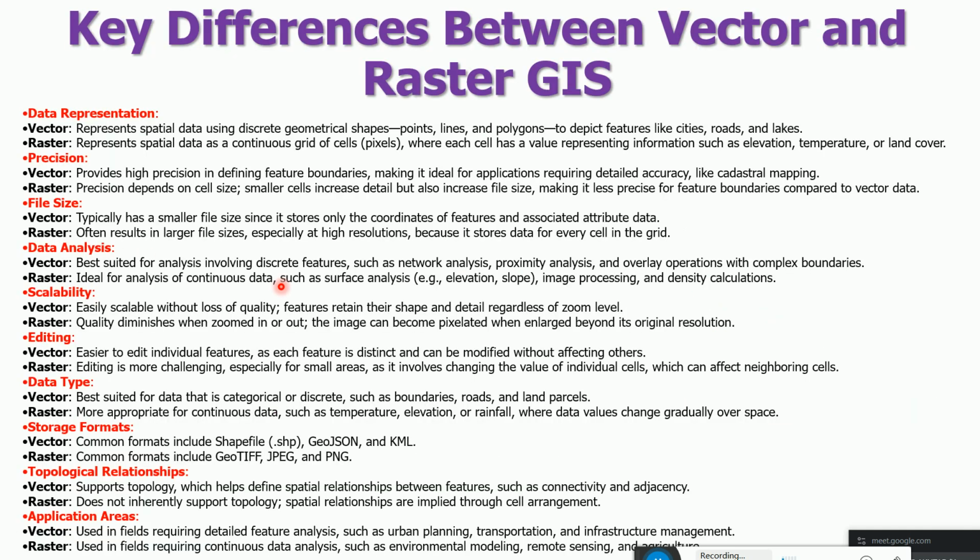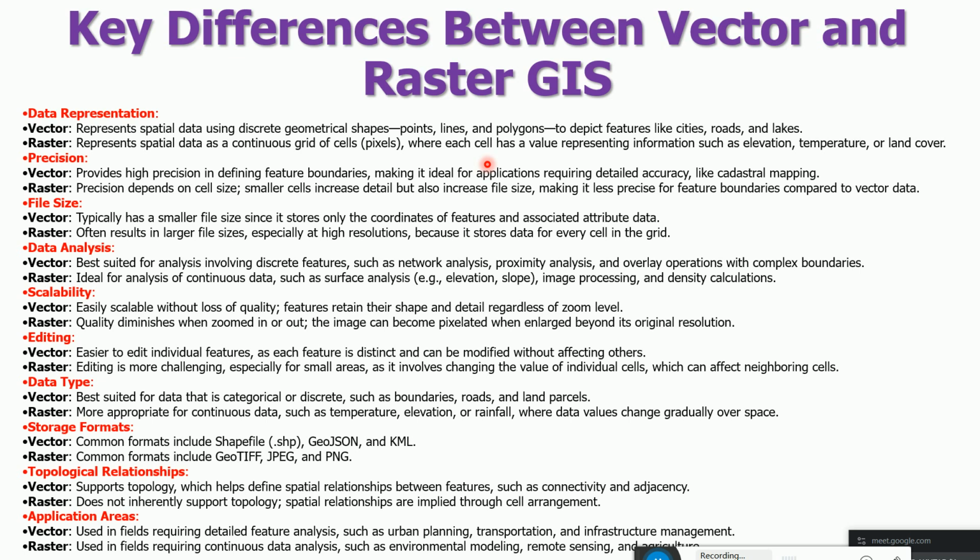So this is the key difference between vector and raster. This is very important. After that we will go for QGIS. The first is data representation. Vector represents spatial data using discrete geometric shapes, points, lines, and polygons to depict features like cities, roads, and lakes. Raster represents spatial data as a continuous grid of cells, pixels, where each cell has a value representing information such as elevation, temperature, or land cover.